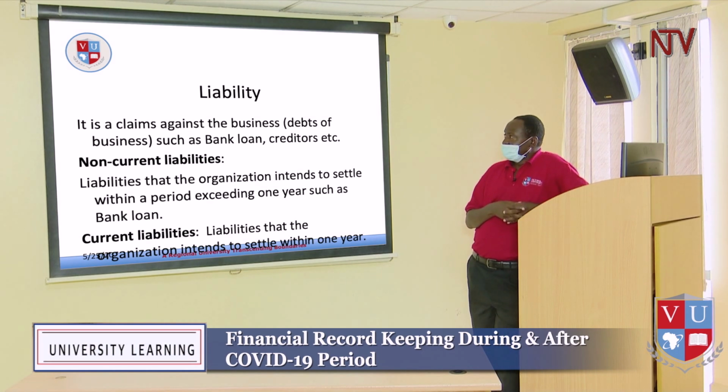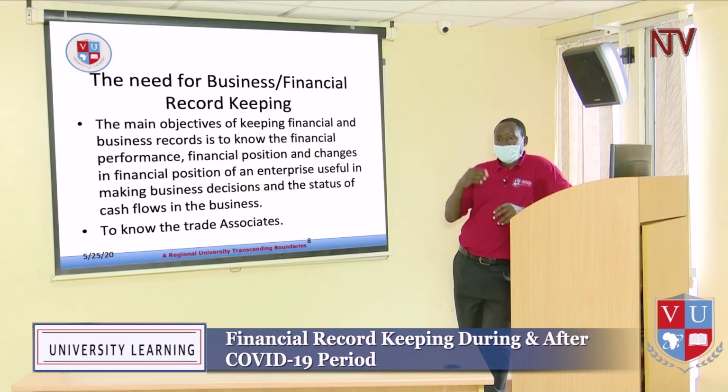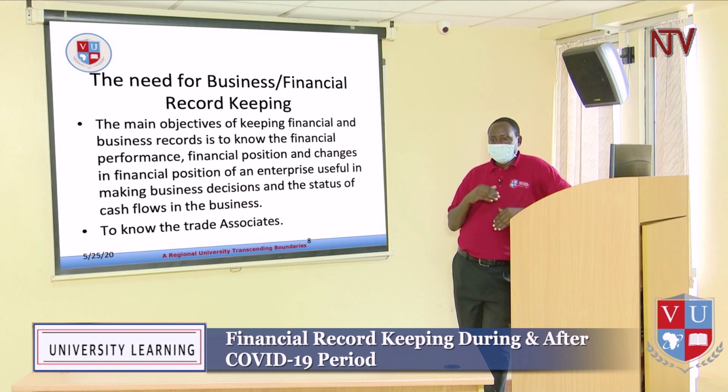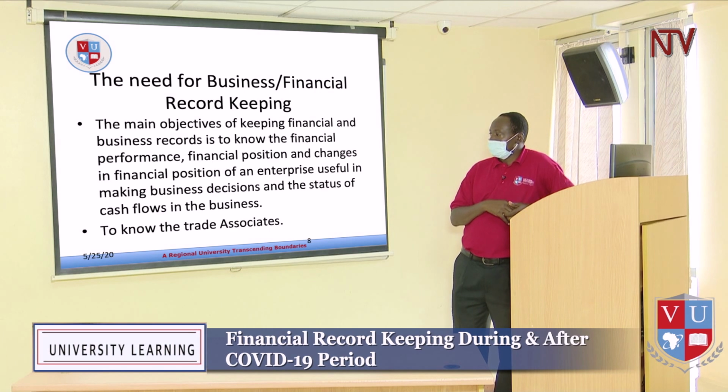Now, why do we need these financial records? Why do we need them in the first place? First is that we want to know at the end of a period, how has the business performed? What's the financial performance of the business? But most importantly, we also want to know the changes in the financial position. How has the ownership of the business changed over time? You know, if you have got a new shareholder on board, we want this to be revealed, and so the financial records will be able to show that.